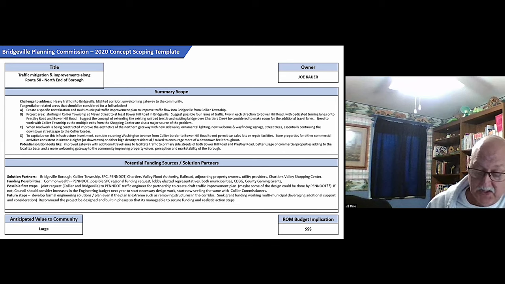A suggested concept of extending the existing railroad trestle, the existing bridge over Chartiers Creek, would also be considered to make room for additional travel lanes. We need to work with Collier Township, as multiple exits from the shopping center are also a major source of the problem.